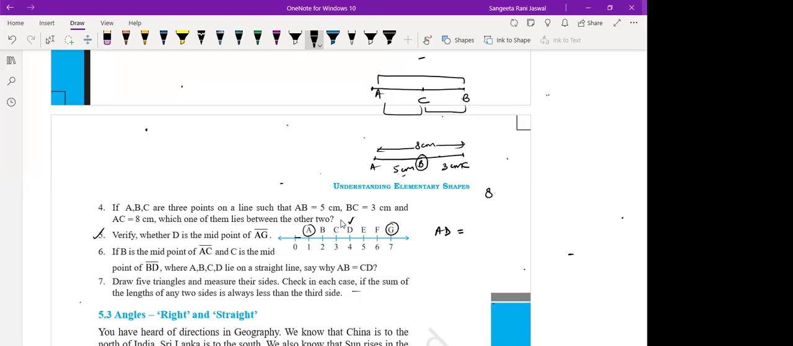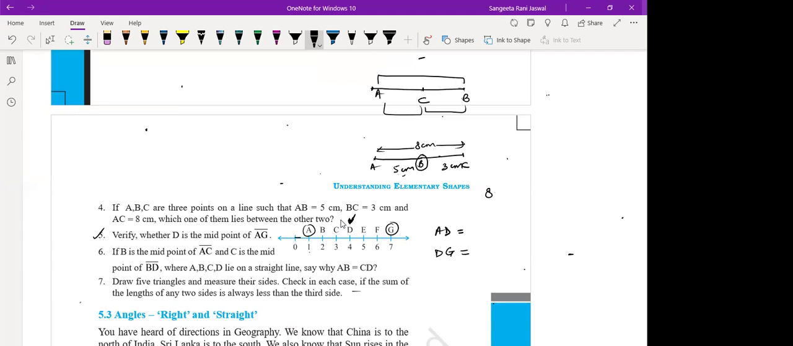Although it is not asked in the question, the question just asks to verify whether D is the midpoint or not. So you are saying D is the midpoint. My question is, how did you find that D is the midpoint? How much is the distance AD? Ma'am, since A, B, and C, and D is in the middle, and then E, F, G. So how much is the distance A to B? Ma'am, 5 centimeters.